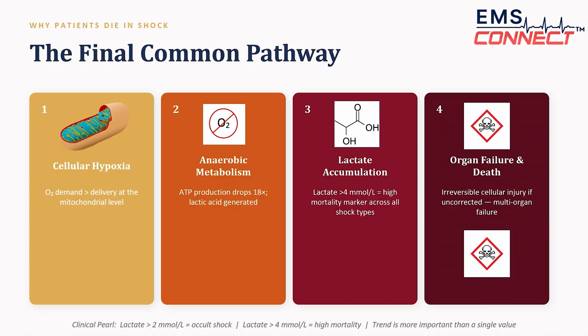So understand that, again, we have to have a mode to deliver this oxygen and glucose, but also that oxygen needs to be available. So at the cellular level: anaerobic metabolism, accumulation of lactic acid, organ failure, death, all bad things.